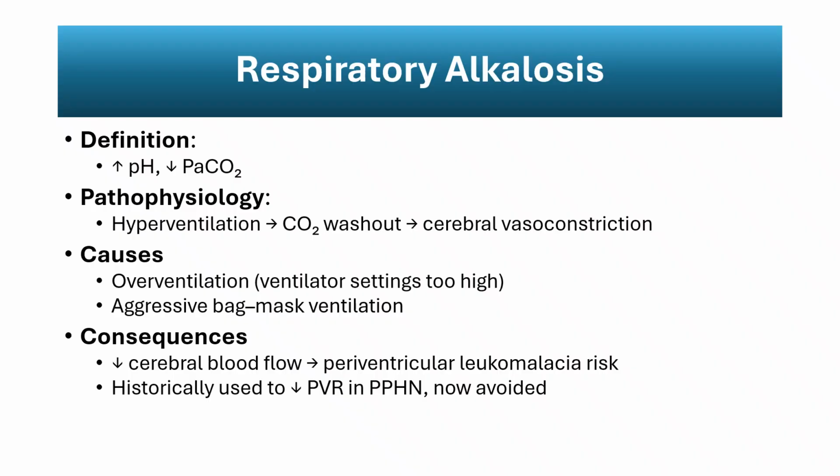Respiratory alkalosis occurs when ventilation eliminates carbon dioxide faster than it is produced, resulting in decreased carbon dioxide content and elevated pH. In preterm and critically ill infants, even small increases in minute ventilation can cause significant hypocarbia because of their low tidal volumes and high alveolar surface area relative to volume.